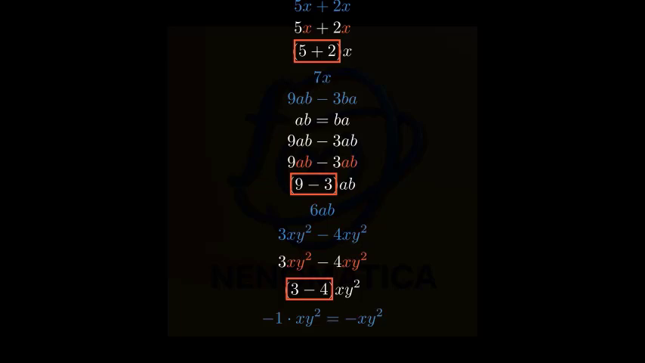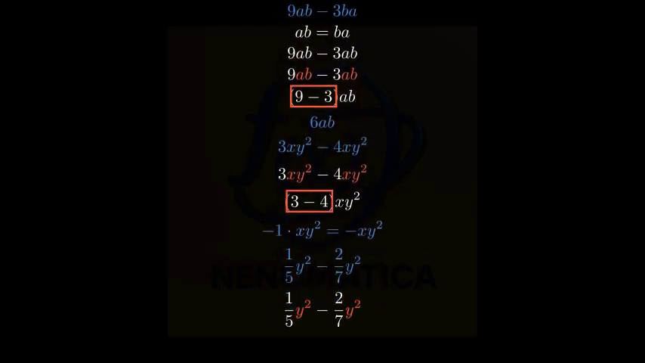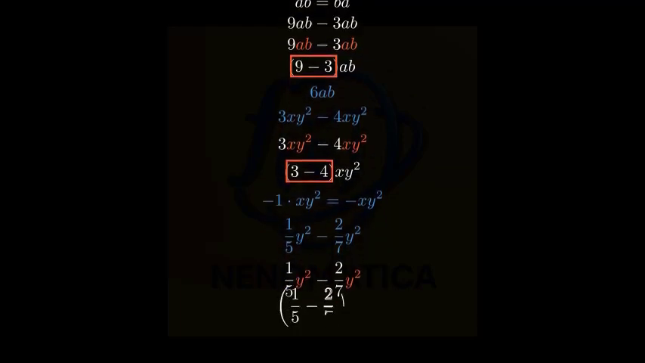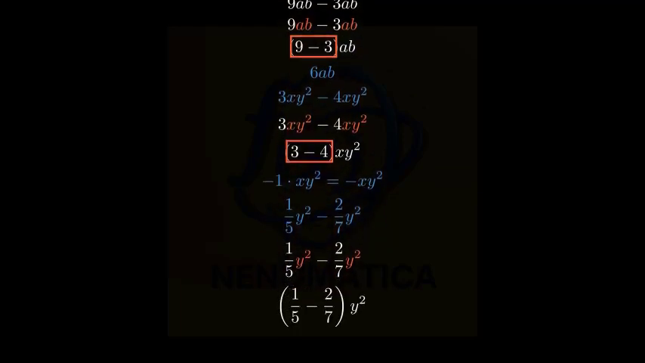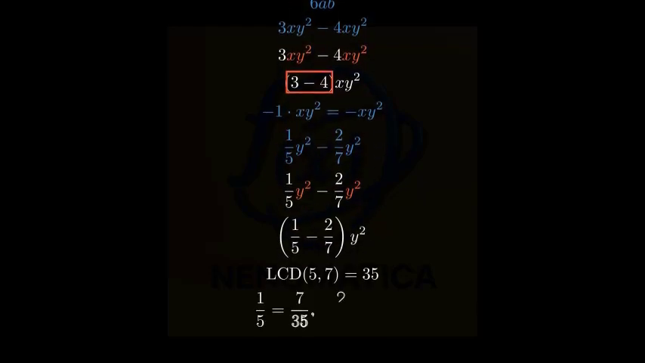Our fourth example is more challenging. 1/5 y squared minus 2/7 y squared. Here, y squared is our common factor. Factoring it out, we get y squared times the difference, 1/5 minus 2/7. To subtract these fractions, we need a common denominator. The least common multiple of 5 and 7 is 35. So 1/5 equals 7/35, and 2/7 equals 10/35.